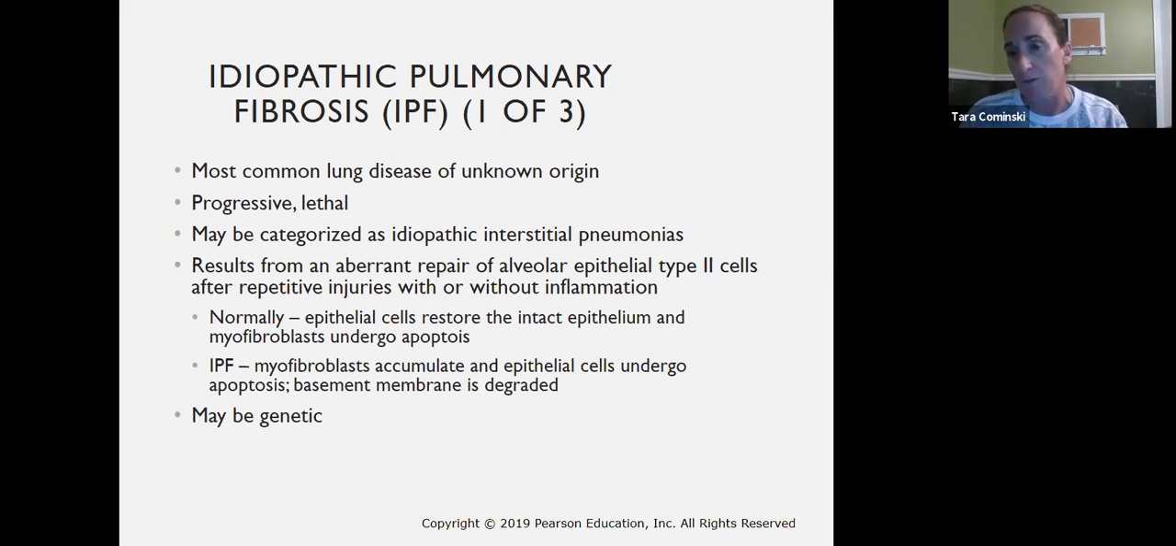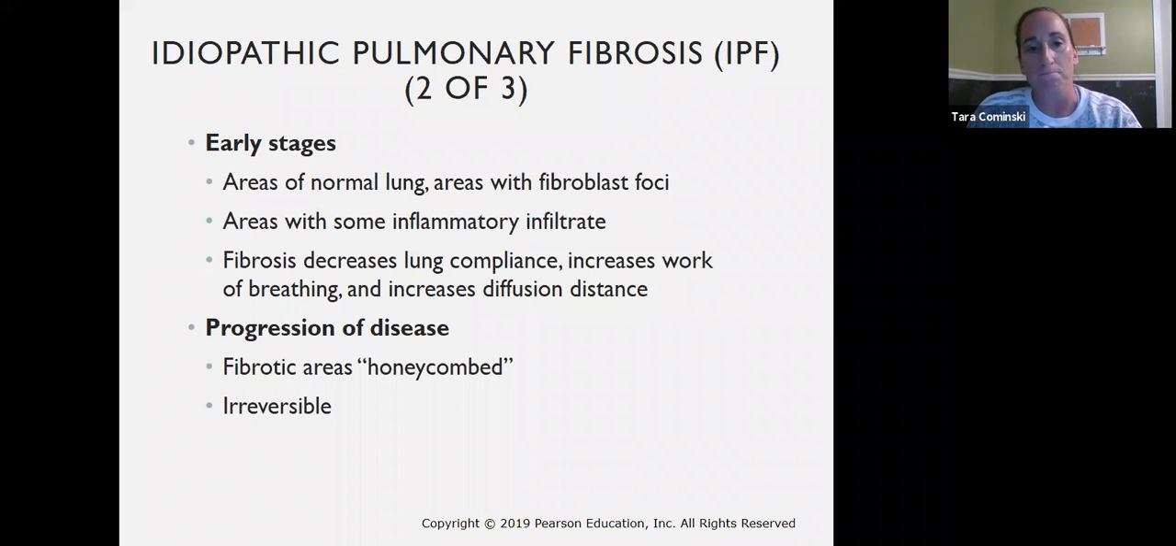It says here it may be genetic. So there's studies that have shown that there is a genetic component to this. But again, we don't really know what causes it. So in early stages, right, there will be areas of normal lung, okay, where you don't see any of these fibroblasts. And then you'll see some area with some inflammation going on, okay? And maybe some areas where you see some of this fibrosis happening, okay? But as that disease progresses, think about that figure that I showed you in the beginning, you start to see these honeycombed fibrotic areas, pretty substantial, okay?